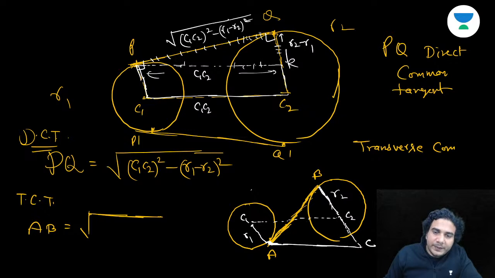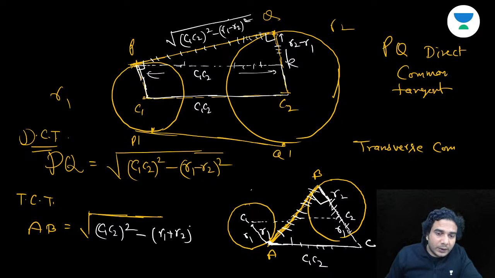So BC is, because this is R1, right? So this is also R1. So now this BC is basically R1 plus R2, okay? Now you can see this triangle ABC is a right angle triangle, right? So this is C1C2. Clear? C1C2 whole square minus, now this BC is R1 plus R2, so (R1 plus R2) square. And of course, transverse common tangent is more than direct common tangent, okay?